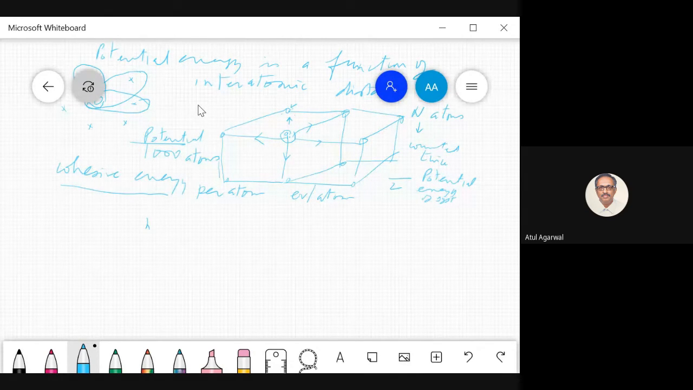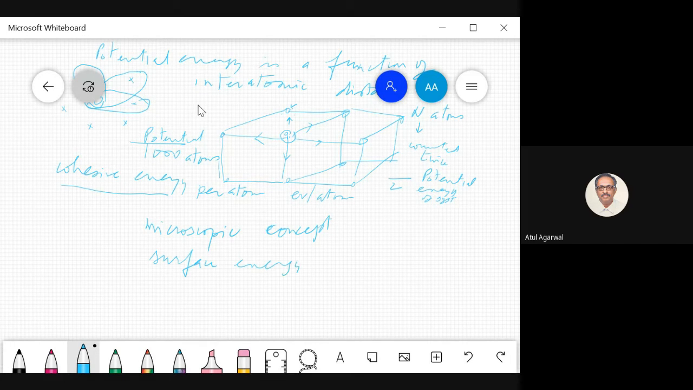So this is a microscopic concept. You know about microscopic and macroscopic properties. When you talk of the cohesive energy of an atom, it is a microscopic concept. Similarly, there is a surface energy. You can also define surface energy of different materials. That is defined in electron volt per angstrom square, or you can even talk in joule per meter square. The lattice parameter is generally of the order of 3 to 4 angstrom. So you have got some atoms.